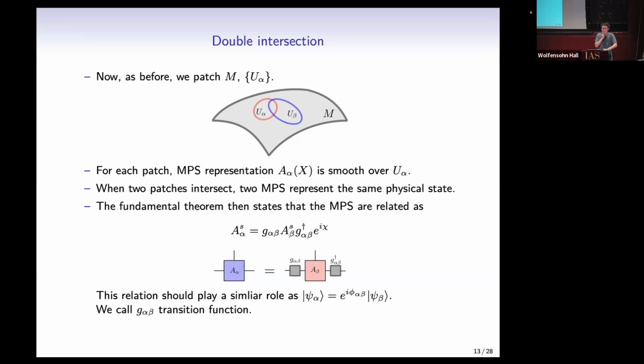Maybe you have a question? Yes. Does this transformation preserve the right canonical form? Yes, it preserves. That is actually the condition I impose, so that's why I can take G to be unitary. Other questions?